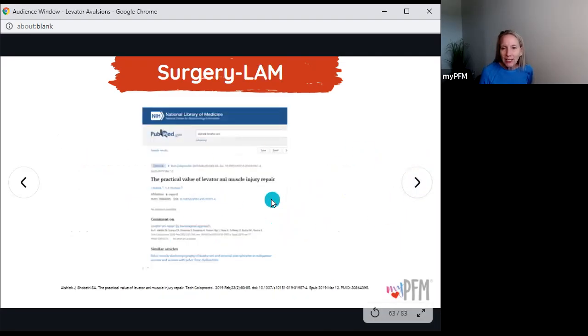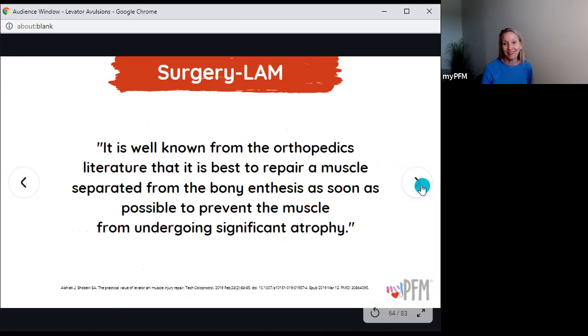All right, so the practical value of levator ani muscle injury repair. Let's look at this. Because basically we understand that the muscle has been torn. What do we do about that muscle that has been torn? Do we just let it be there, or are we going to try to repair it? There's not a whole lot out there. I just have to be upfront about this. There's not a whole lot out there about repair.